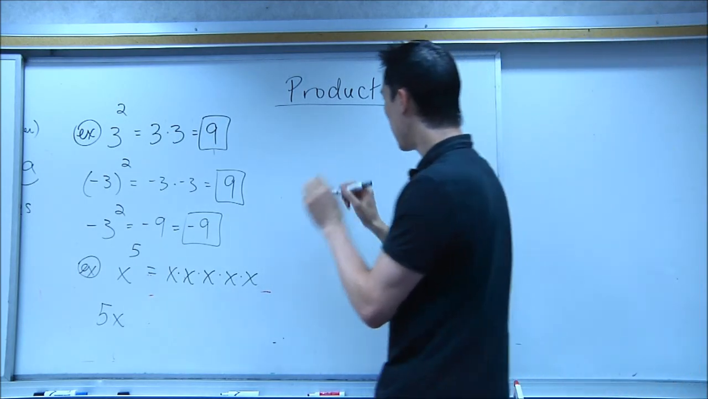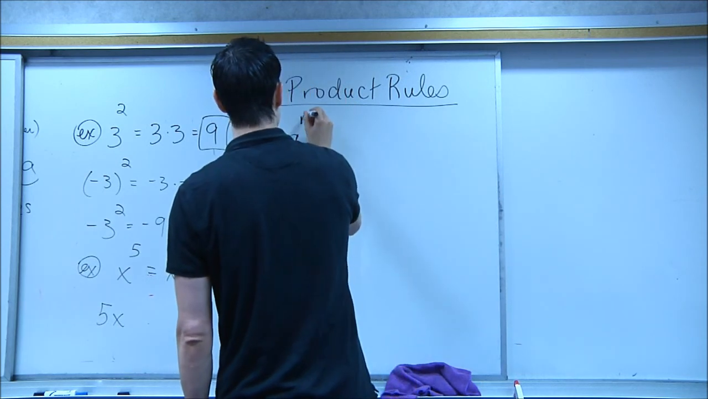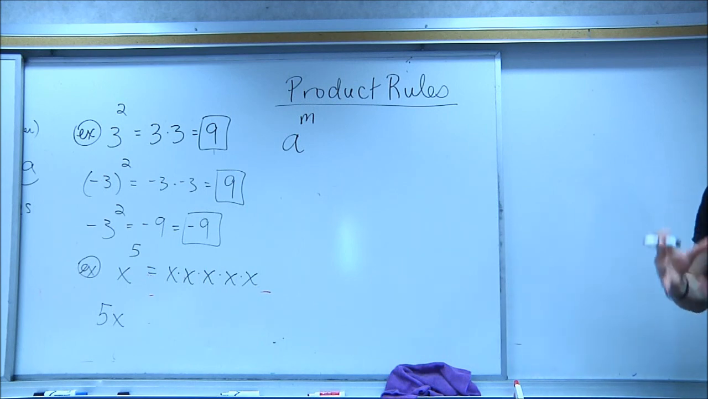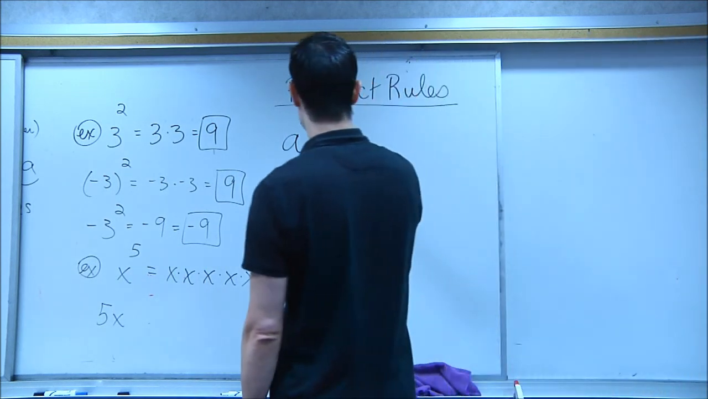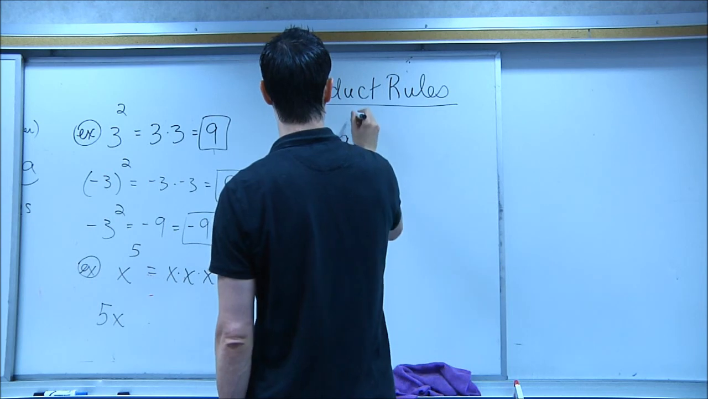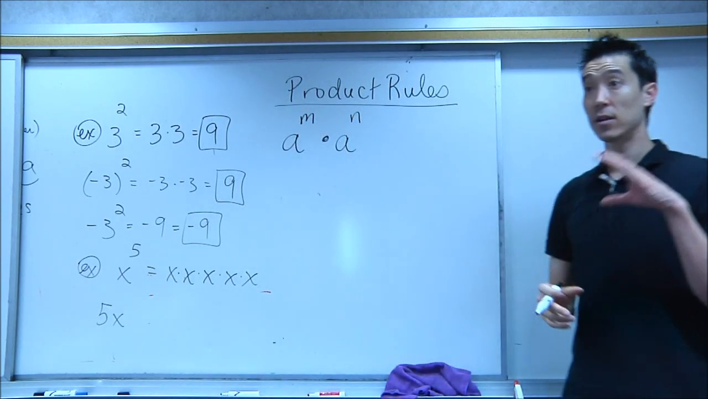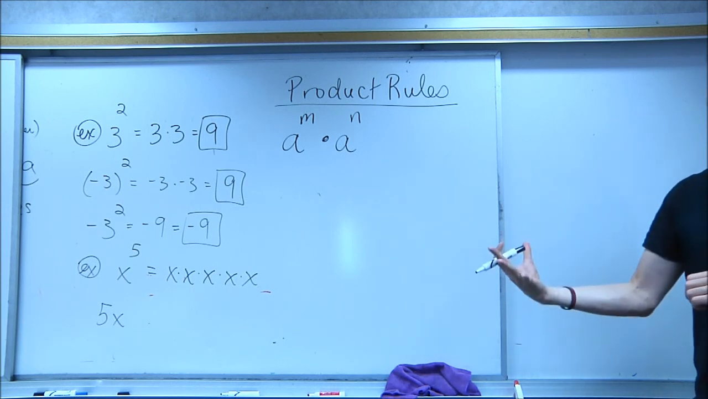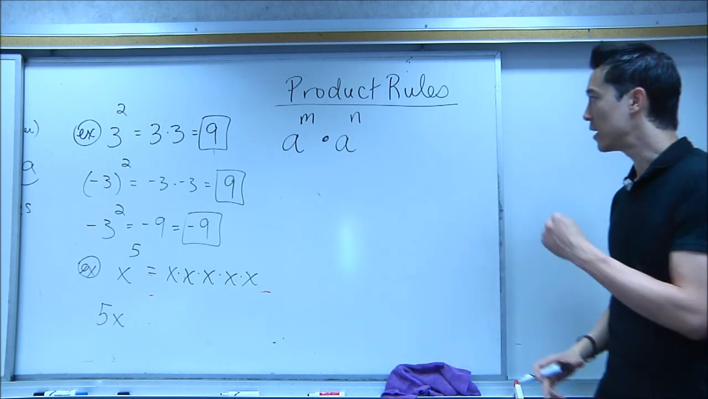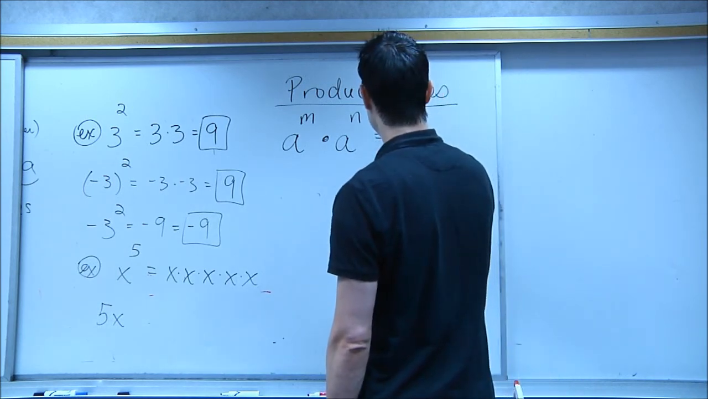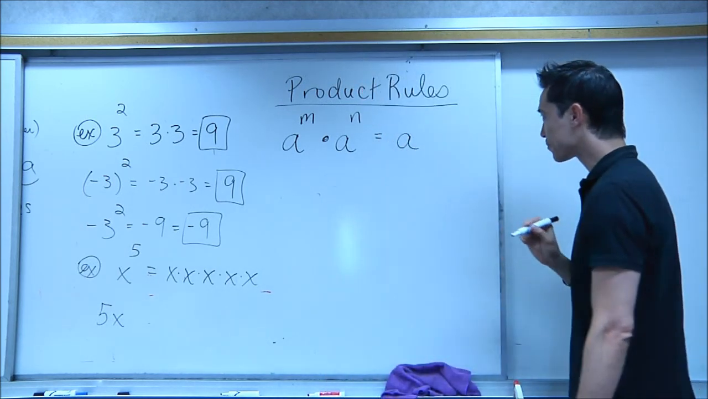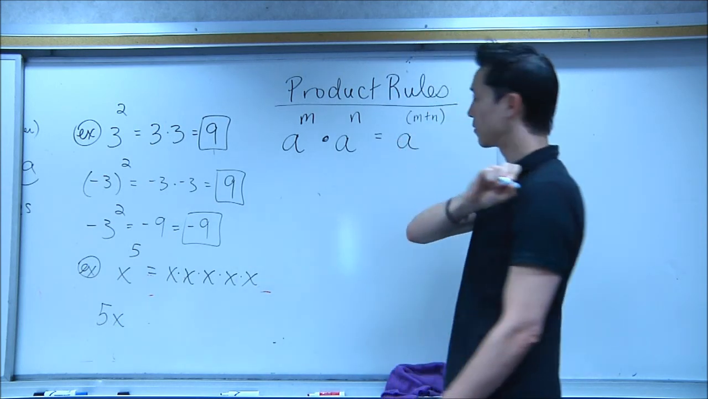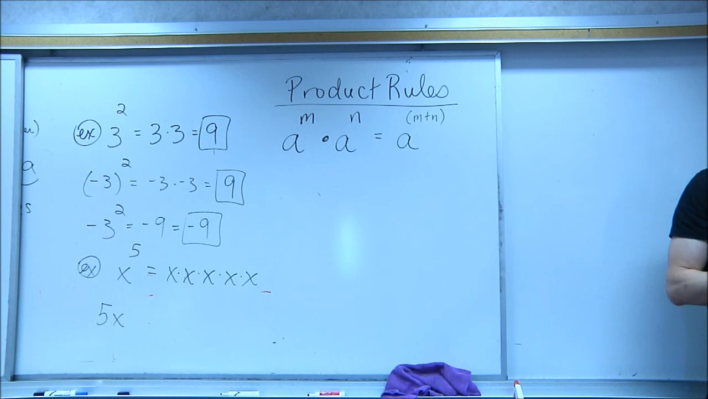If I have some base, say a, raised to some power, or exponent m, and I'm multiplying that by another exponent expression with the same base. Okay, so I have an exponent with the base a times another exponent expression with the base a. Here's my rule for doing this. You take the base, leave it alone. You add the exponents. Okay? And this is our product rule for exponents.